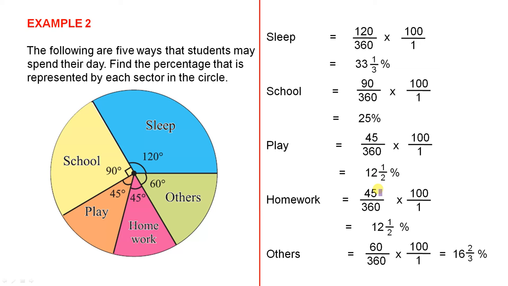And again, 45 degrees for homework, and that's also 12.5%, which is the same as for play. 60 degrees for other activities. 60 over 360 is basically 1/6. That's how we change that to a percentage, so it's 16 2/3%.